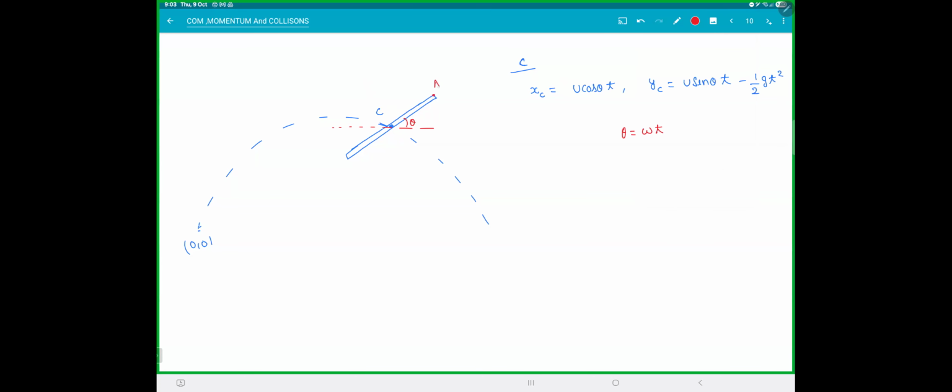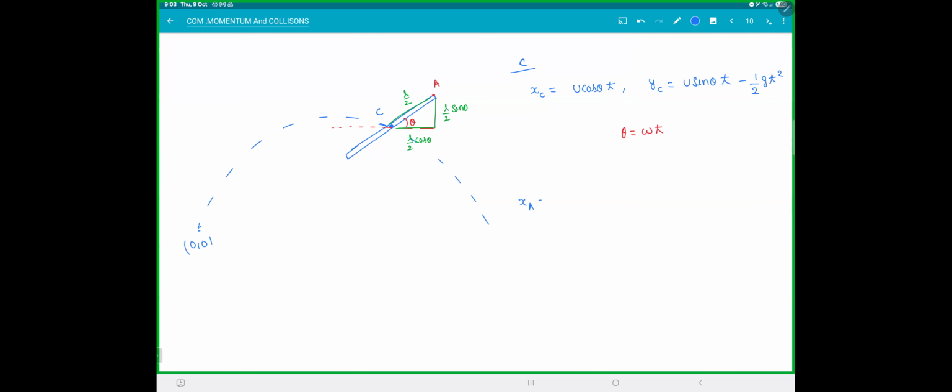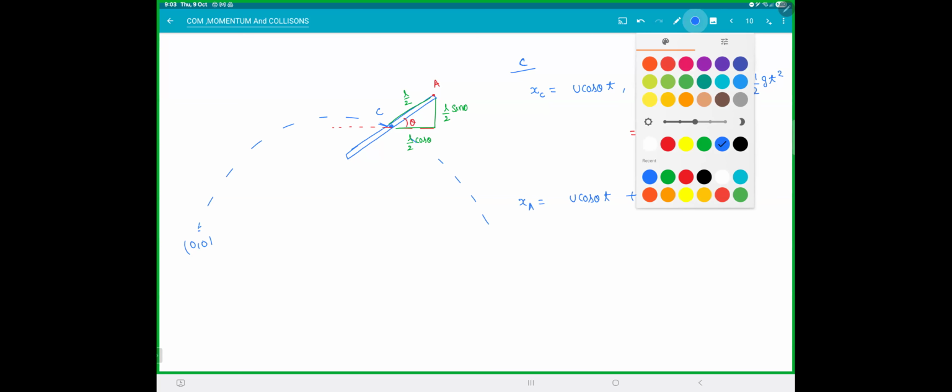This is point A. So from here, if you drop the perpendicular, this will be L by 2 because this is half of the rod. That will be L/2 sin theta, and this will be L/2 cos theta. That means from point C, you have to travel L/2 cos theta forward. So that will be u cos theta t, x coordinate of C, plus L by, wait, let me write it as alpha because I'm already using theta for this.